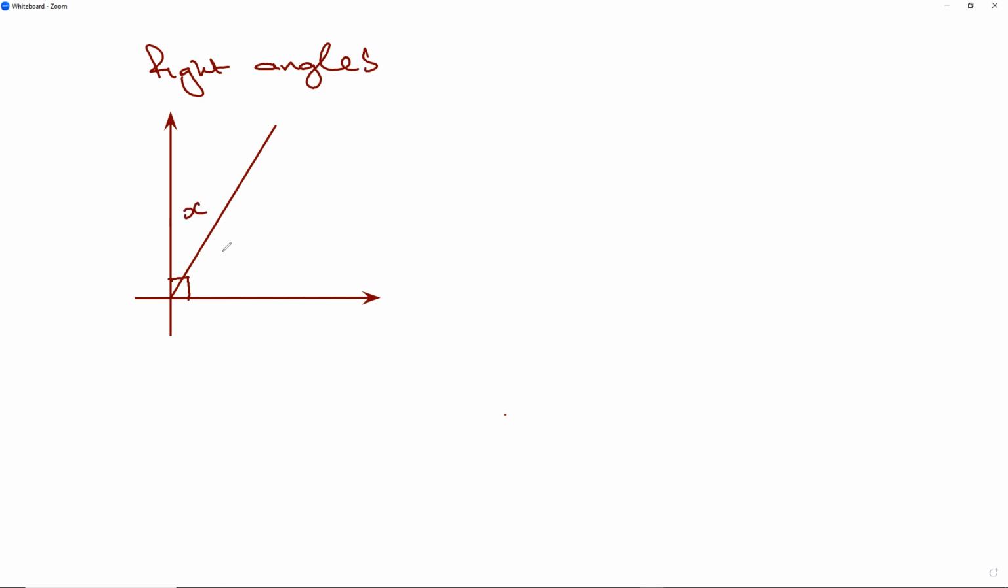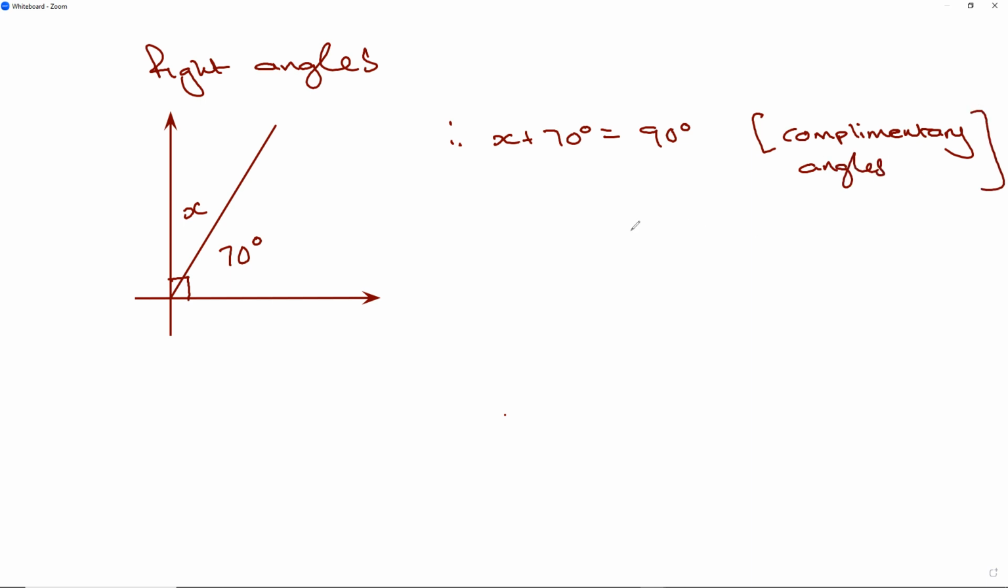So let's suppose this is x and this is 70 degrees. We can see that x plus 70 degrees is equal to 90 degrees. Whenever two angles add up to 90 degrees, we call these complementary angles. Complementary angles add to 90 degrees, and supplementary angles add to 180 degrees. All right. So here we would get x equals 20 degrees. Right.